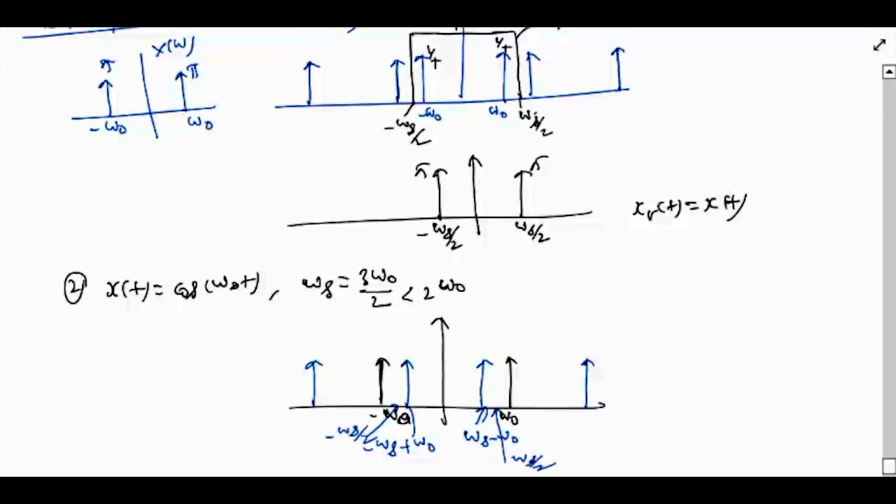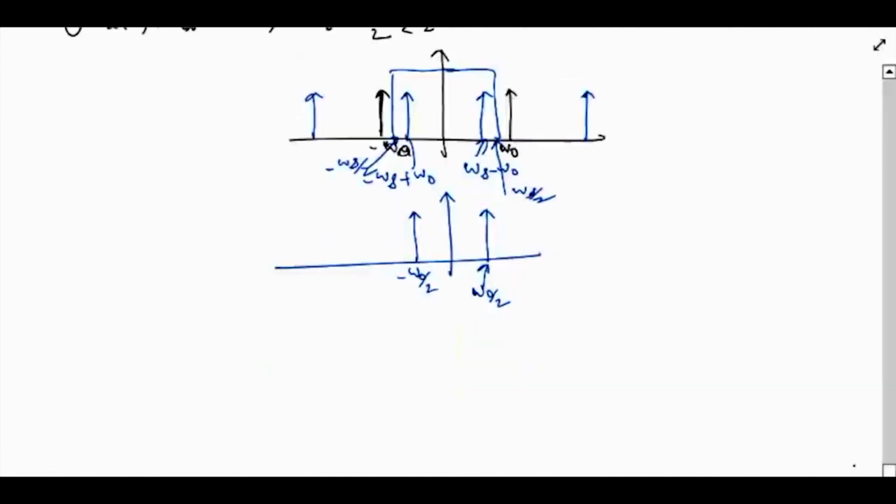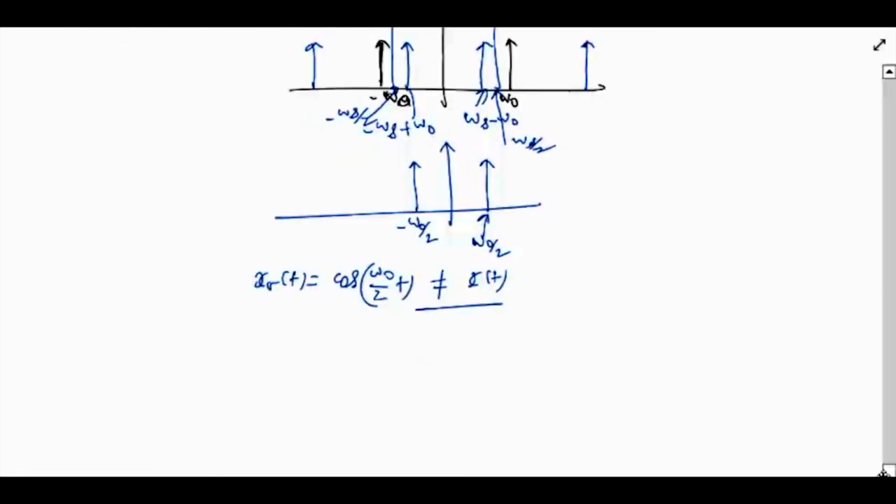In this case, if we employ a low pass filter, the reconstructed signal's Fourier transform will not be the same as the original signal's Fourier transform. In fact, the reconstructed signal's Fourier transform will be this. So this pulse will be at omega s minus omega naught, which is omega naught by 2, and similarly here at minus omega naught by 2 respectively. And so xR(t) is equal to cos(omega naught by 2 t), which is not the same as x(t). So this illustrates the phenomenon of aliasing.